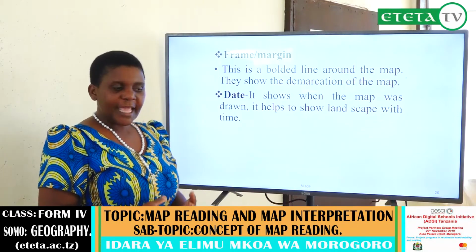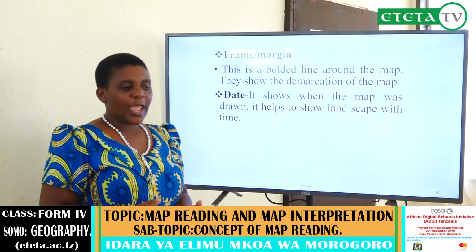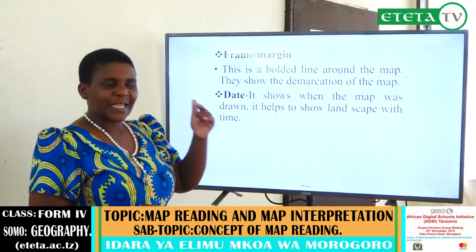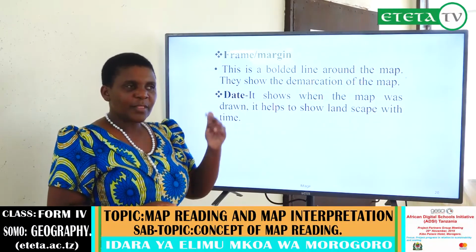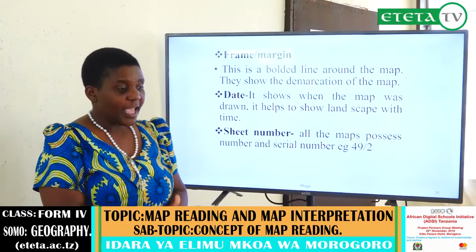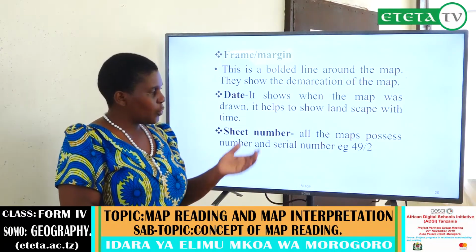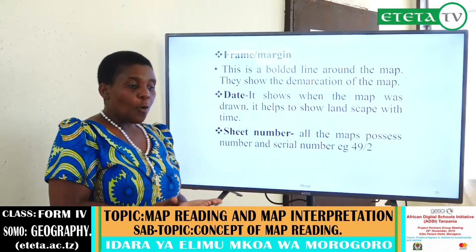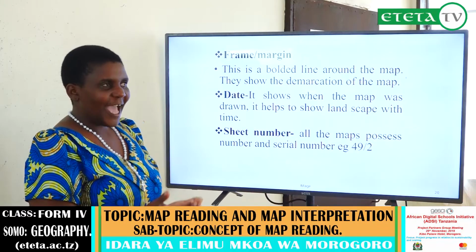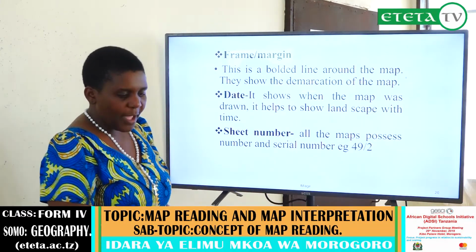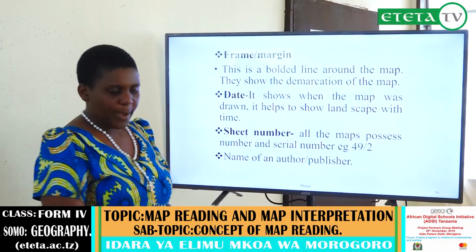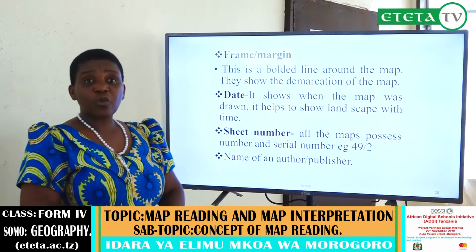And also the date shows when the map was drawn. It helps to show the landscape with time, because as time goes, the landscape changes due to various human activities. The last is the sheet number. As I showed you in the last slide, all maps possess a number and serial number, like 49/2. These are numbers and serial numbers. But lastly, a map needs to have the author's name or publisher. Now, those are the essential elements of the map.